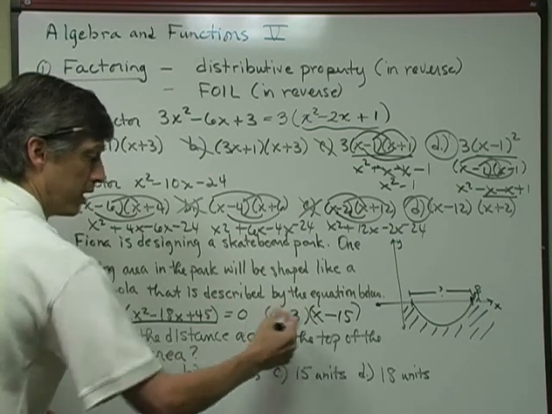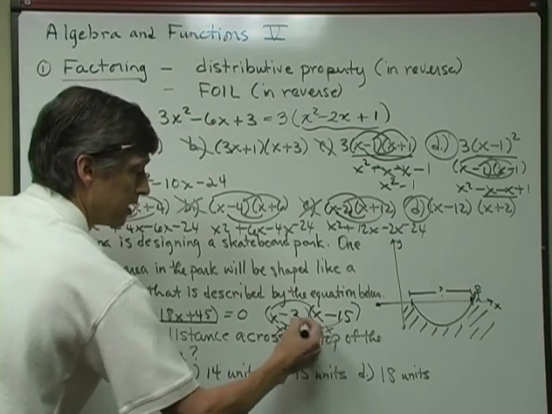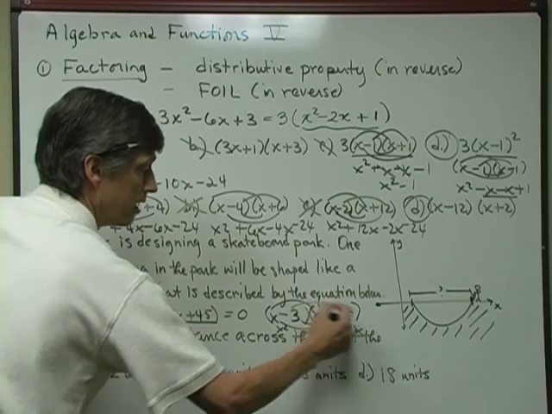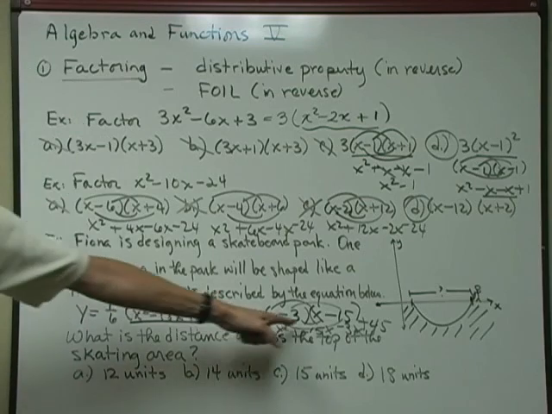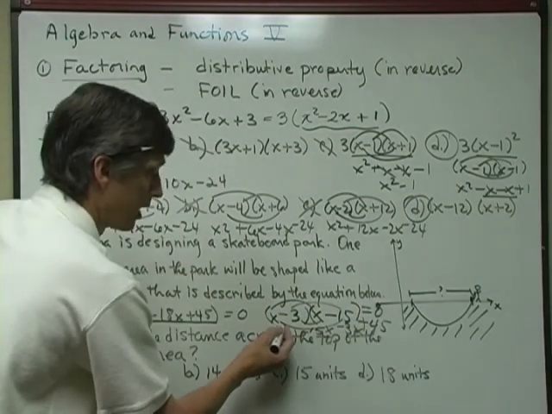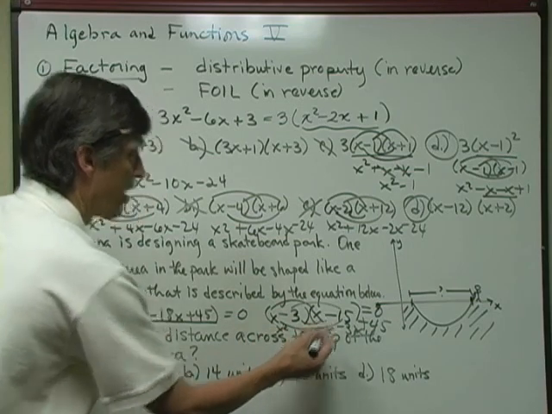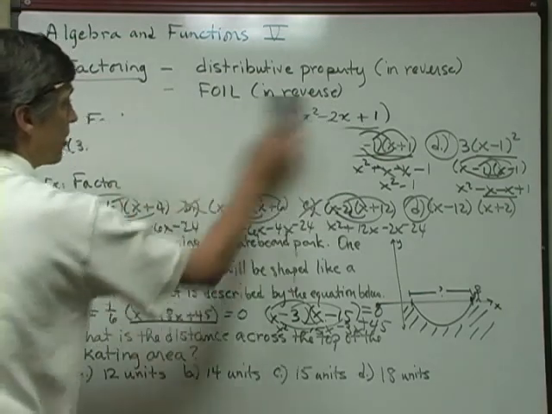Now, do FOIL, check. X squared minus 15x minus 3x, negative times negative plus 45. That's the one that gives it. So I can see what makes this equal to 0. This is equal to 0 when either x minus 3 is 0 or x minus 15 is 0. That's getting a little messy here. Let me go ahead and clear out part of this up here.